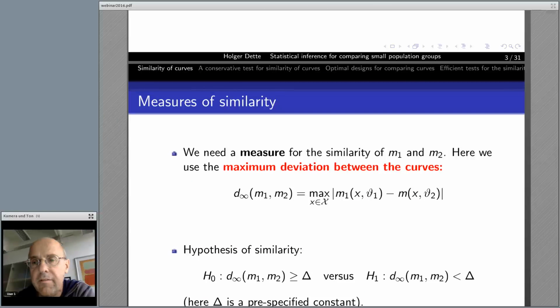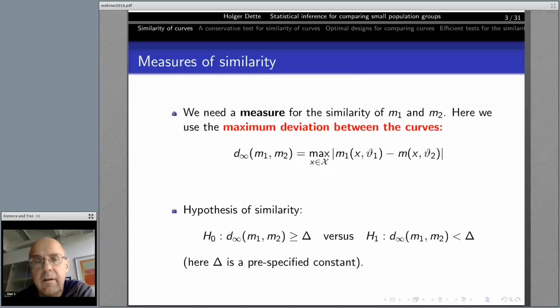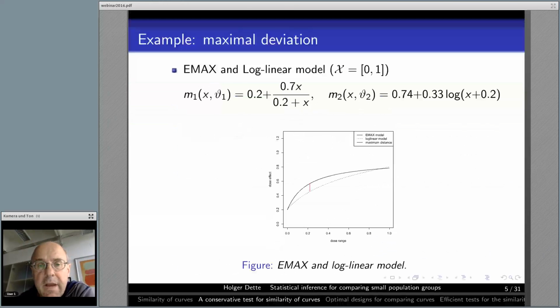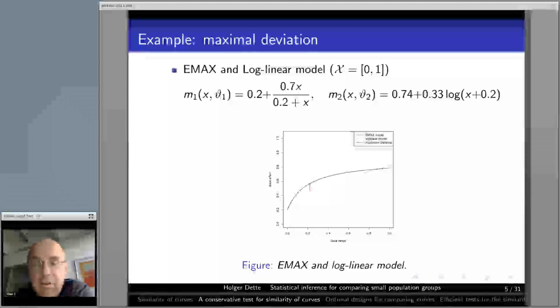We somehow have to define a measure of similarity. And what we do here is somehow to compare the curves by their maximal deviation. Maybe a picture is easier, so let's go to the next slide. So this is the maximal deviation. I just have an example.